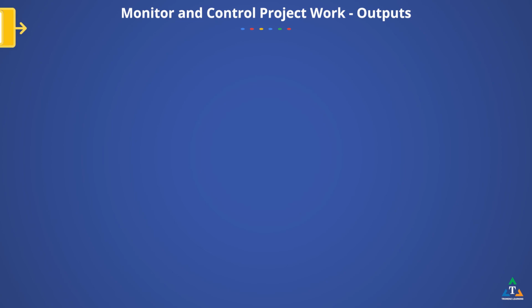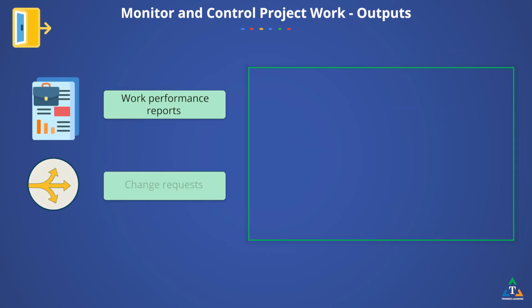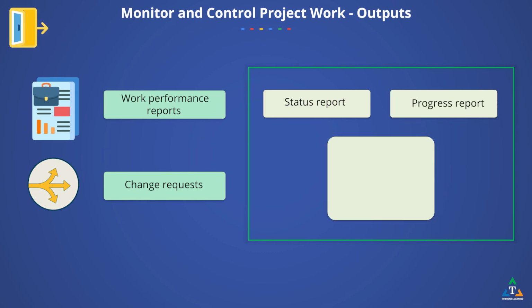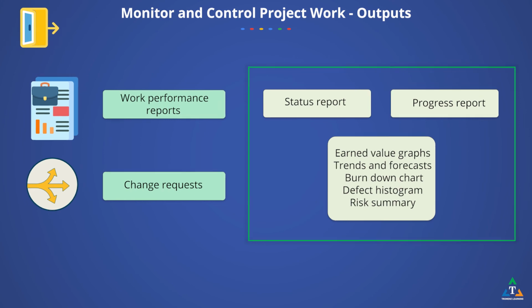Work performance information is combined, recorded, and distributed in a physical or electronic form in order to create awareness and generate decisions or actions. Examples of work performance reports include status reports and progress reports. Work performance reports can contain earned value graphs and information, trend lines and forecasts, reserve burn-down charts, defect histograms, contract performance information, and risk summaries.